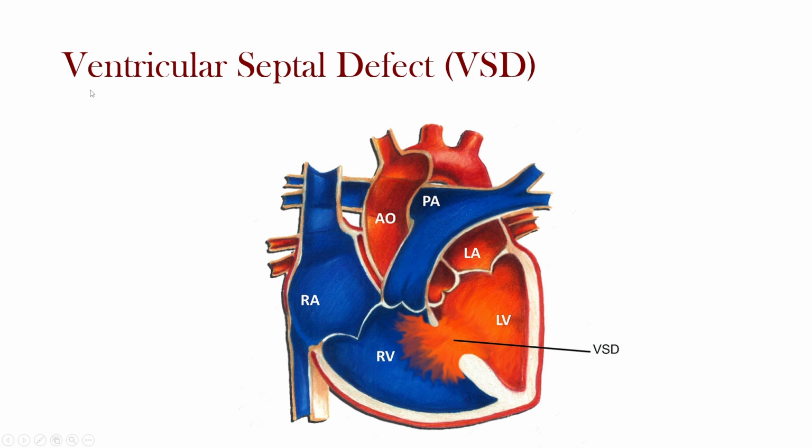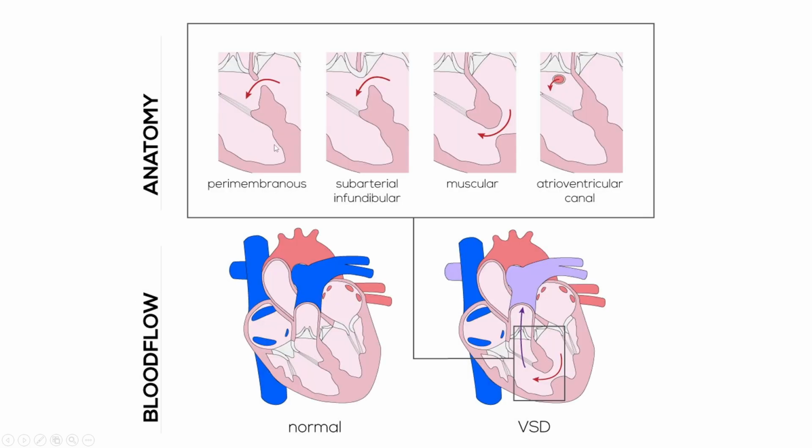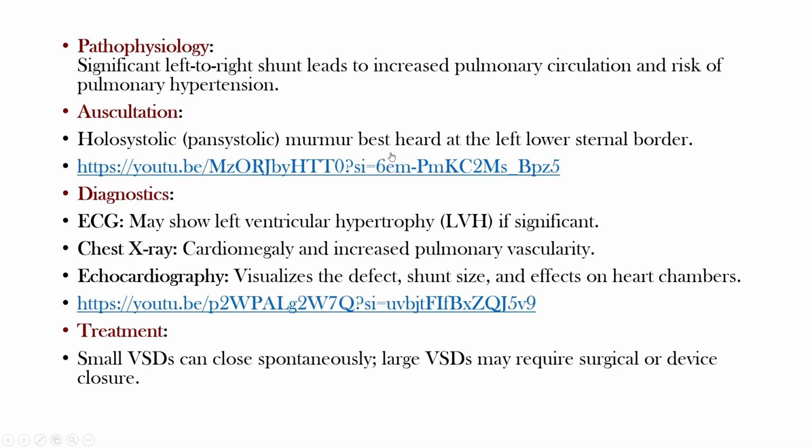The second one is ventricular septal defect. This time we'll have a defect in the ventricles. We will have four types. The membranous is located near the membrane center. The muscular is in the muscular portion, maybe multiple, in the inferior part. Inlet is near the tricuspid valve, and outlet is near the outflow tract. So just for simplicity, this is the membranous, and this one is the, what do you call, the muscular.